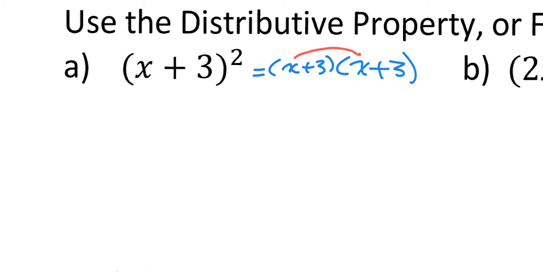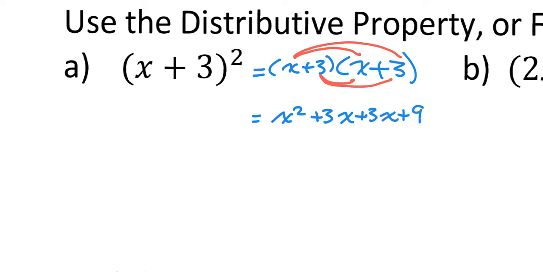We're going to go first, outside, then inside, and then last. So when you expand, you're going to get x squared for the first part, then plus 3x, then plus 3x, and then plus 9. Final answer is x squared plus 6x plus 9.